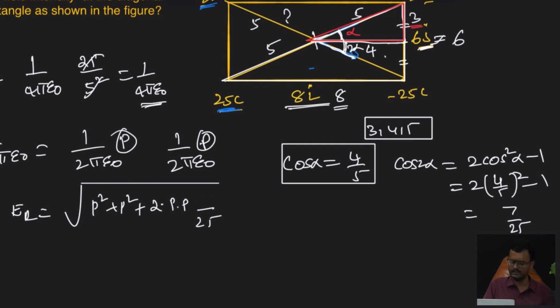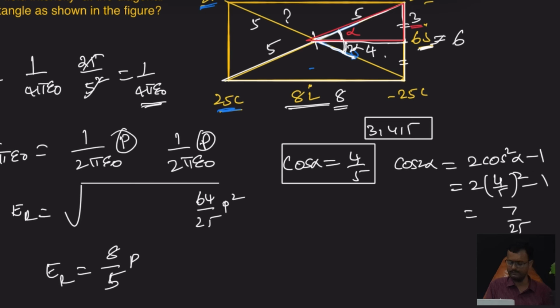So 7 into 2, 14. P into P, P square. P square plus P square, so this is 2p square. 25 into 2, 50. 50 plus 14, 64. So this is 64 p square by 25. Root of 64 is 8. Root 25 is 5. Root p square is p. So E resultant is 8 by 5 p.